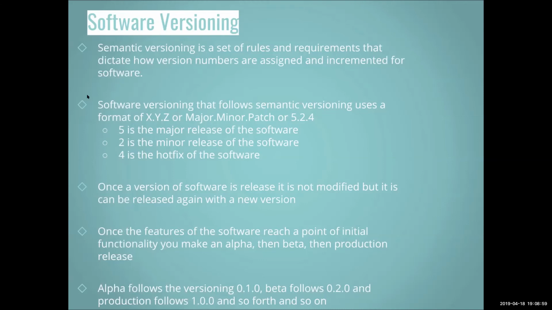So once the features of the software reach a point of initial functionality, you can make an alpha version, and then a beta version, and then a final production release. Alpha follows the versioning concept of 0.1.0. A beta version would be 0.2.0, and a production would be, okay, we're out of beta, we have full function, or we have our initial minimum functionality of the software, we're able to release it to the customer, so we do 1.0.0.